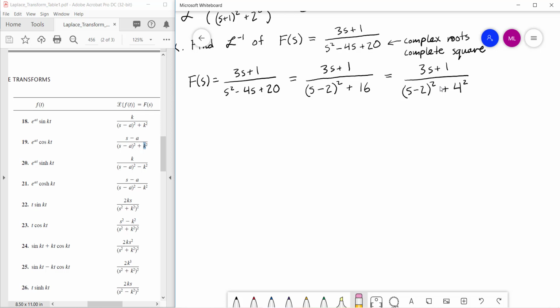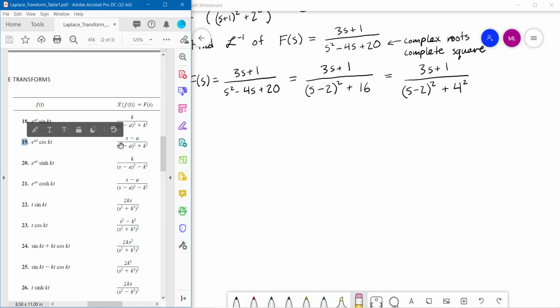So what's next? We need to start worrying about this numerator now, because right now the numerator does not match the form that I'm looking for over here. I've got something that looks really similar to what we have written down here in problem number 19, right? s minus a squared plus k squared. Here's some s minus some number squared plus some other number squared. But the numerator doesn't match the form of what I have in the parentheses up here.